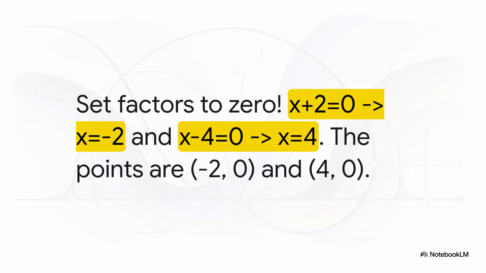Okay, step 1 is finding the intercepts. It's so straightforward. You just take each little piece in the parentheses, each factor, and set it equal to 0. So if x plus 2 equals 0, well, x has to be negative 2. And if x minus 4 is 0, then x must be 4. And bam, just like that, we have our two landing spots, (-2, 0) and (4, 0).